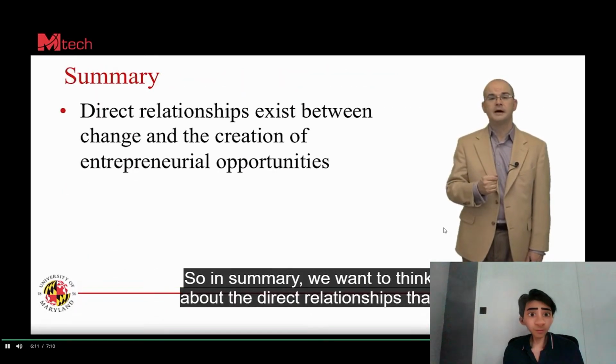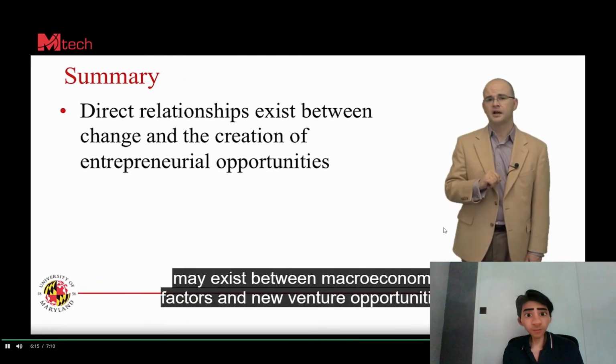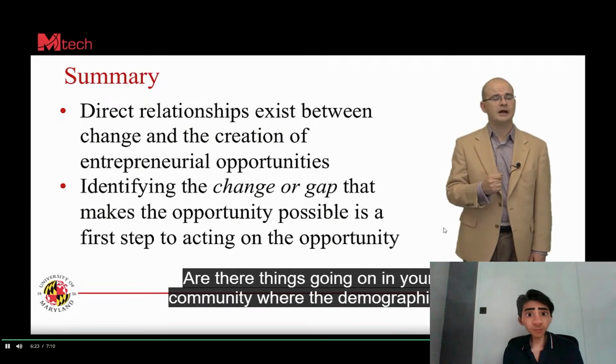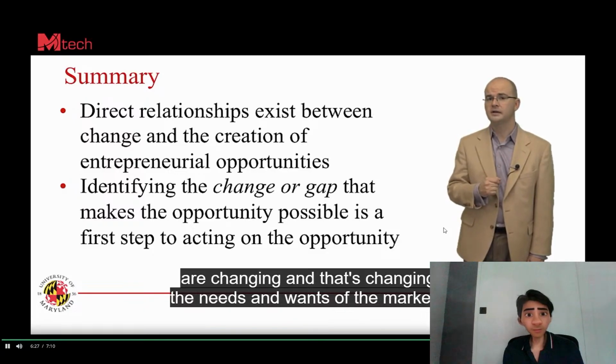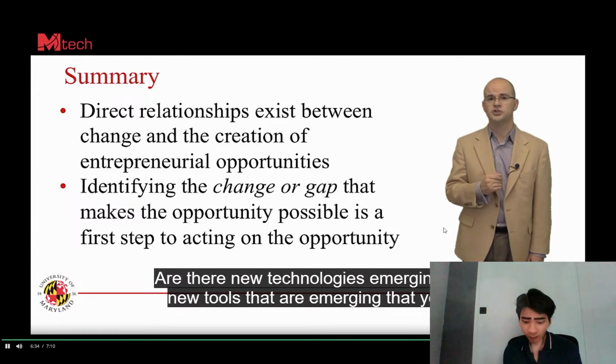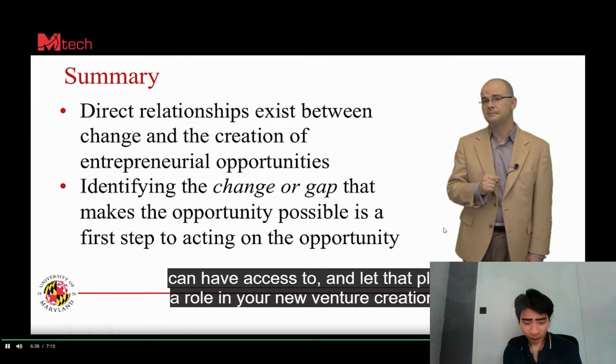So in summary, we want to think about the direct relationships that may exist between macroeconomic factors and new venture opportunities. We want to think about where are changes or gaps. Are there things going on in your community where the demographics are changing and that's changing the needs and wants of the market? And can you do something about that to deliver a new product or service? We want to think about technical changes. Are there new technologies emerging or new tools that are emerging that you can have access to and let that play a role in your new venture creation?